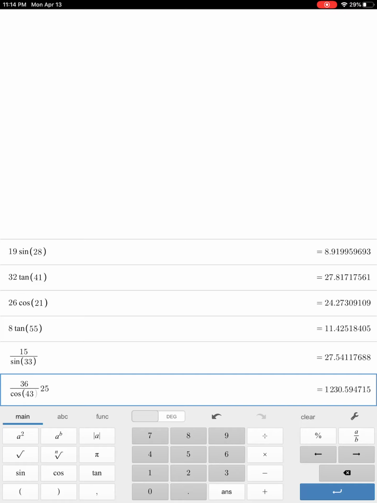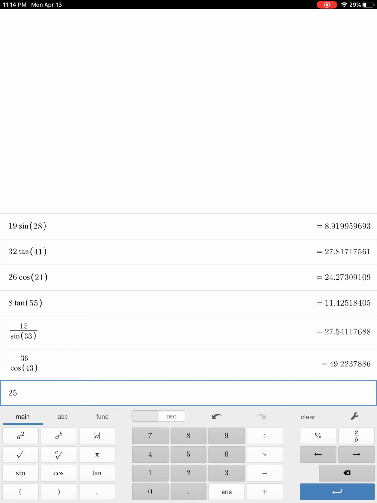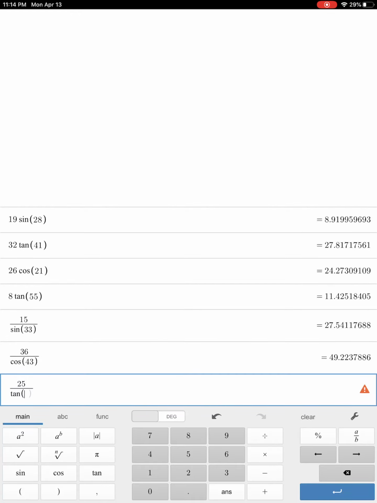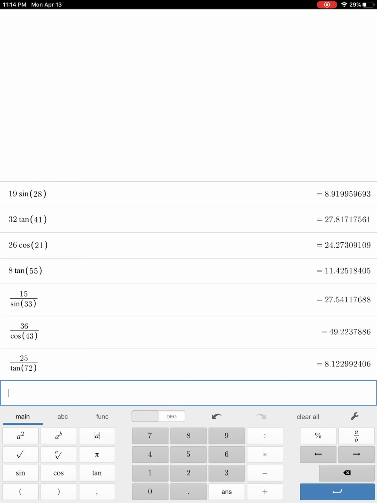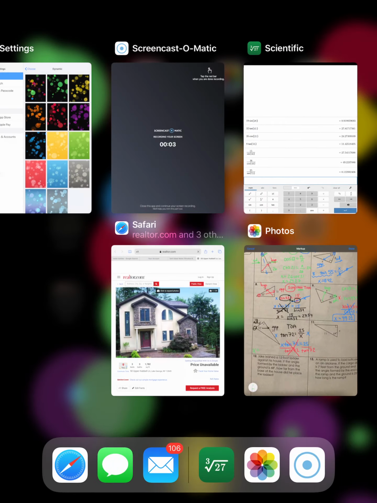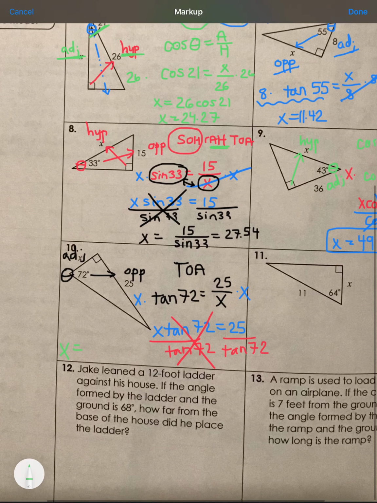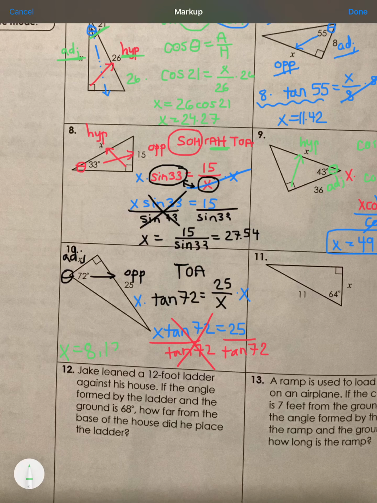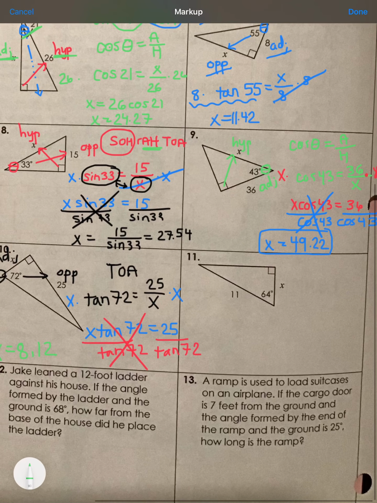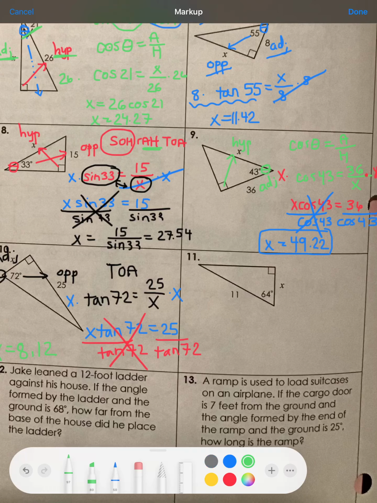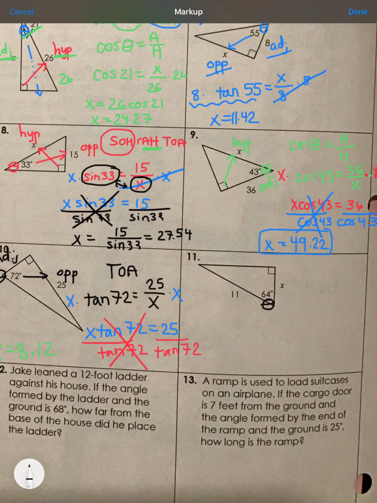Put that right in the Desmos calculator. 25 divided by tangent 72 gives .12. Why don't you guys try number 11 on your own?